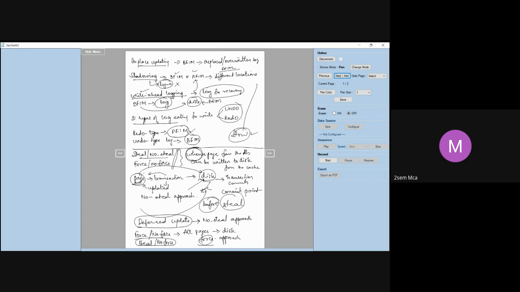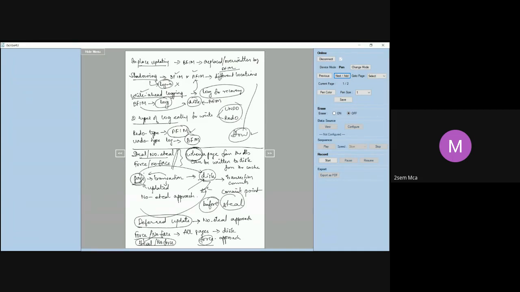What is the advantage of the steal approach? Can anyone tell me? Steal means that even before the transaction commits, all the updates that are made, you go on updating the disk. What is the advantage of that? And I also told you most databases use the steal approach. Typical day-to-day database usage, they all use the steal approach only.